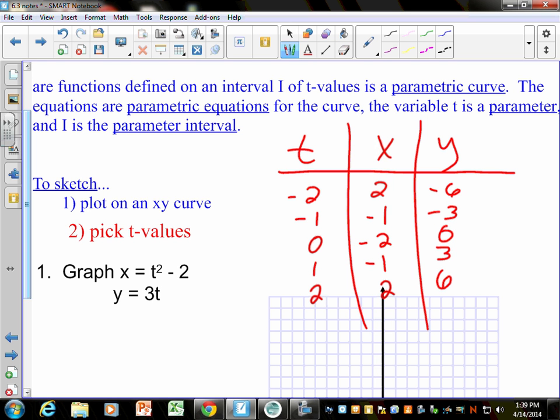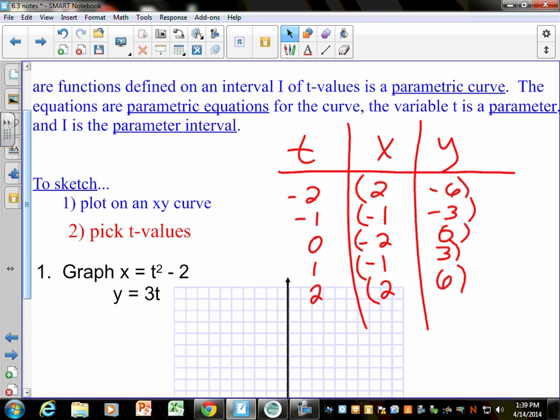So why do we like parametric equations? Because we can graph things that we're not used to graphing so much by just making an XY chart. And now we don't graph t. These are the ordered pairs that we graph. And maybe if you graph these, you'll see the shape that you have graphed before.